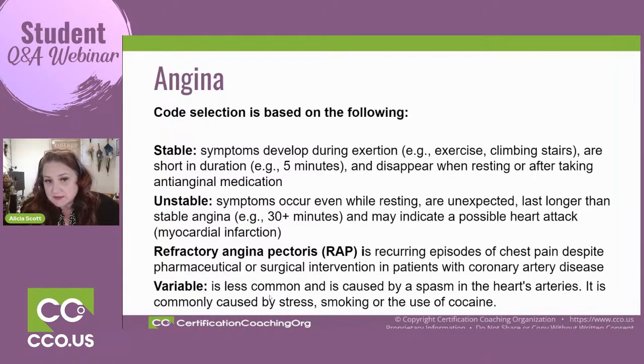Well, there's different types of angina. So let's break those down because they have different codes associated to them. If we have stable, that means that it really only happens when a person is exercising, or as it states here, exertion. You've always heard the story about people that are shoveling their snow and they get chest pain, and they've probably never had chest pain before. Well, that would be a classic sign of angina.